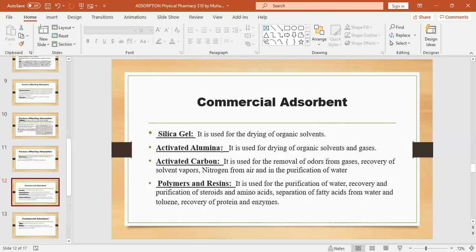The next is activated alumina. It is used for drying of organic solvents and gases. Activated carbon is used for the removal of odors from gas, recovery of solvent vapors, nitrogen from air, and in purification of water. Polymers and resins are used for the purification of water, recovery and purification of steroids and amino acids, separation of fatty acids from water and toluene, and recovery of protein and enzymes.